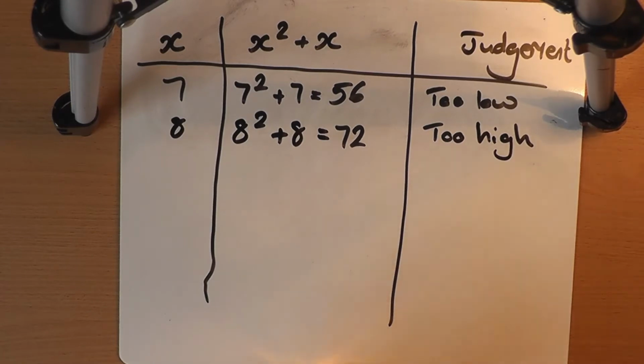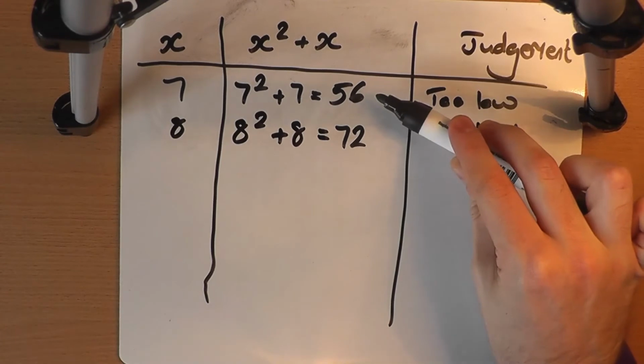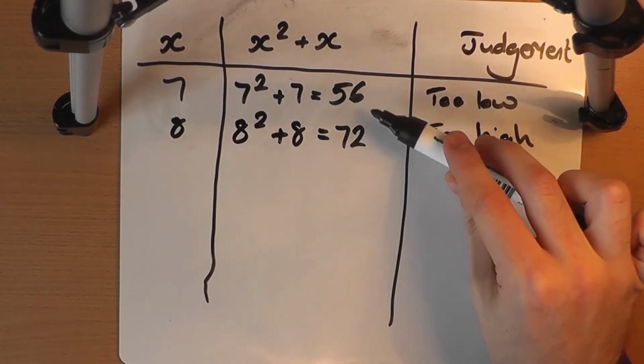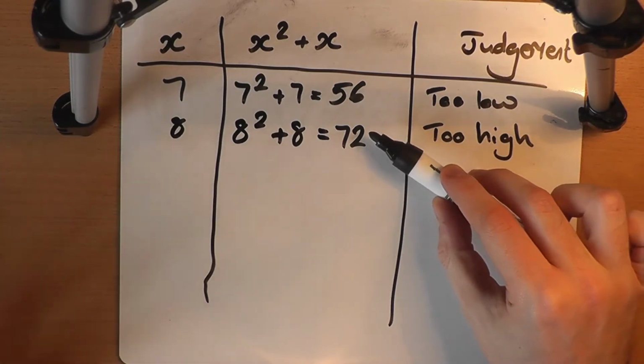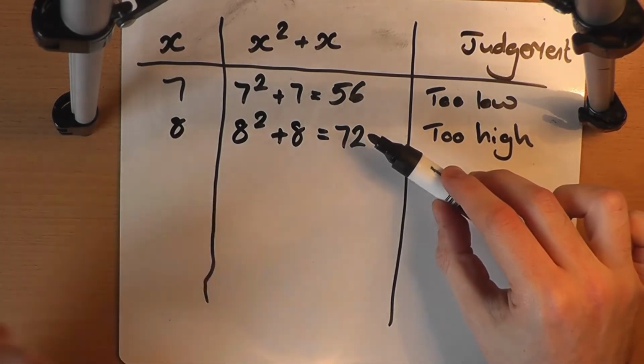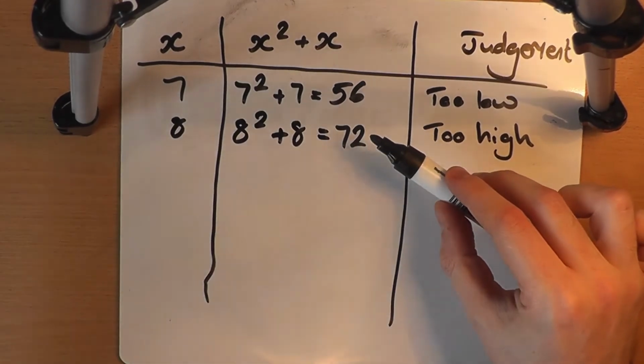Now I would say that makes sense, because think about it, if 7 is too low and 8 is too high, there must be a number between 7 and 8 that hits on exactly 60. You might be able to use your judgment. Looking at that, 56 is much closer to 60 than 72 is, so you might already be thinking perhaps this number that's between 7 and 8 is much closer to the 7 than it is to the 8, and that would be a reasonable thing to do.